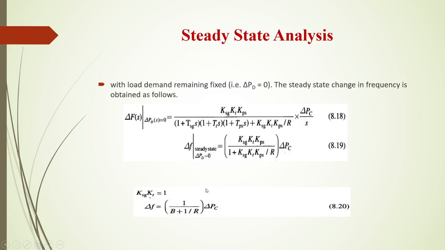So with load demand remaining fixed, that is delta PD equal to 0, the steady state change in frequency we can obtain as delta F(s) at delta PD(s) equal to K_SG K_T K_PS by (1 plus T_SG s)(1 plus T_T s)(1 plus T_PS s) plus K_SG K_T K_PS by R, into delta PC by s. Or delta F at steady state condition we are getting as K_SG K_T K_PS by (1 plus K_SG K_T K_PS by R) into delta PC. K_SG into K_T is nearly equal to 1 and delta F is equal to 1 by (B plus 1 by R) into delta PC.